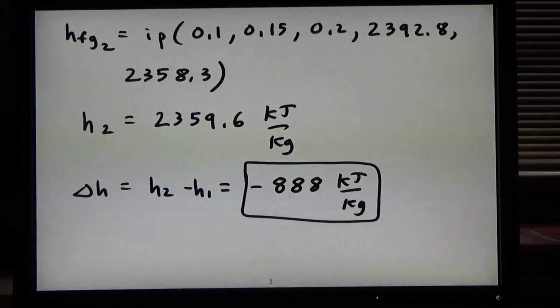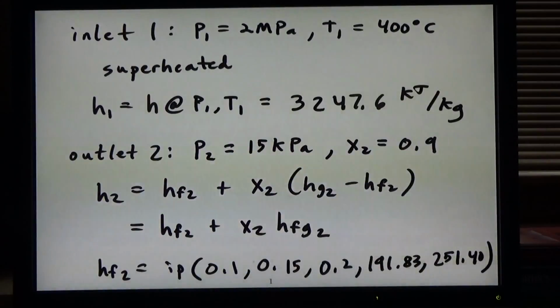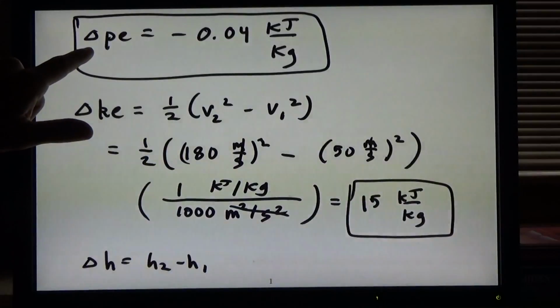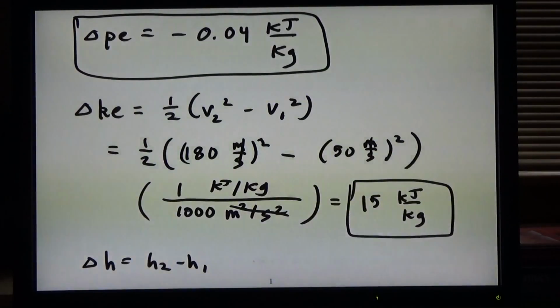Alright, so now we have three things. We've gotten delta H is negative almost 900. Delta KE, much smaller, it's at 15. And then delta PE, even smaller than that, it's 0.0 something. So now we can basically see why, for the most part, in the turbine problem and the compressor problem, also other problems, there may be a change in potential energy, there may be a change in kinetic energy, but those values are so small compared to the dominant term, like delta H, that it's essentially negligible.